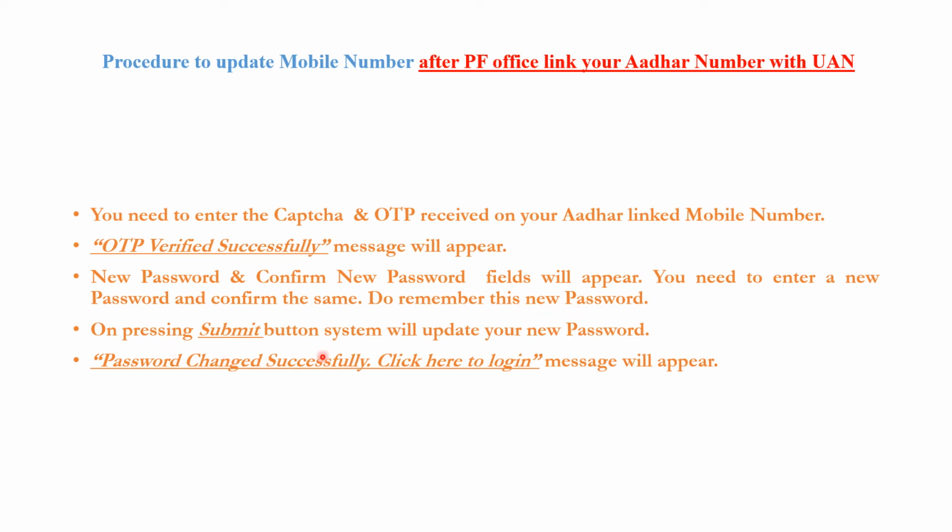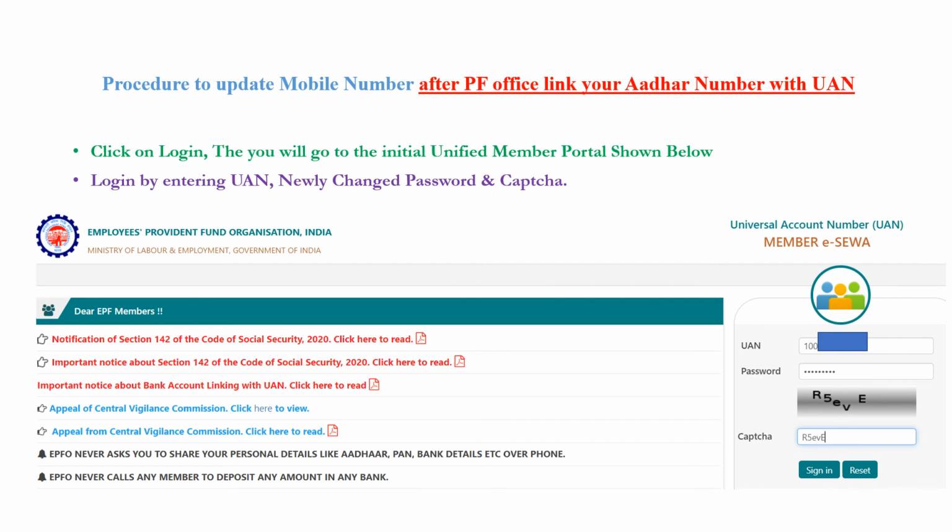On pressing the submit button, the system will update your new password and a message will come: password changed successfully. Click here to login. After that, the unified member portal page will be displayed. Now you have your new password and you also have your UAN number with you. You simply enter the CAPTCHA and then click on the sign in button.